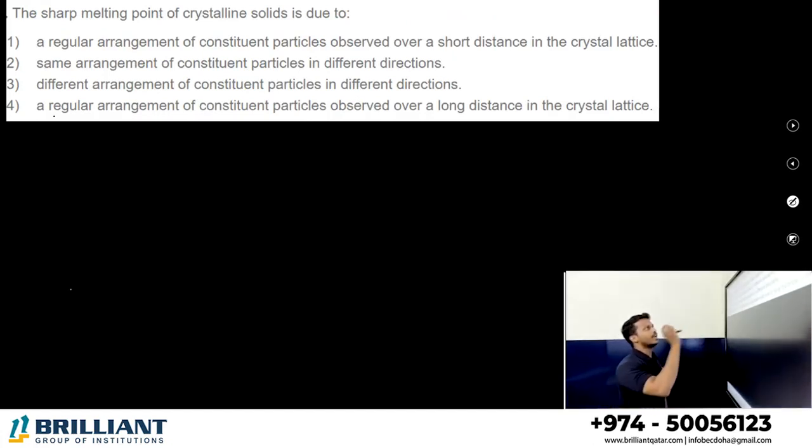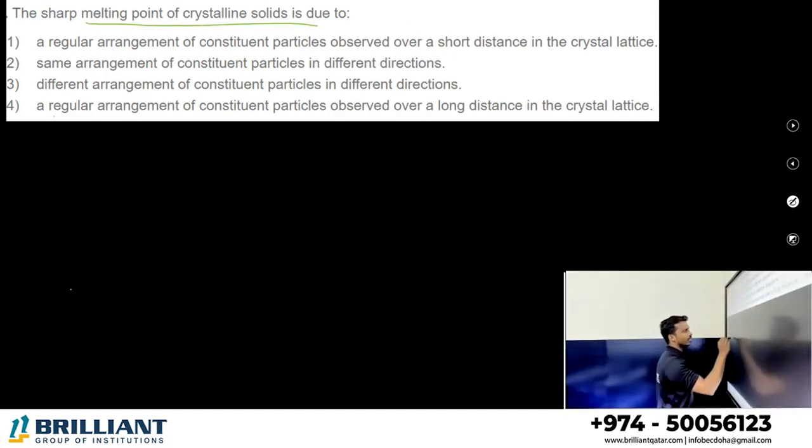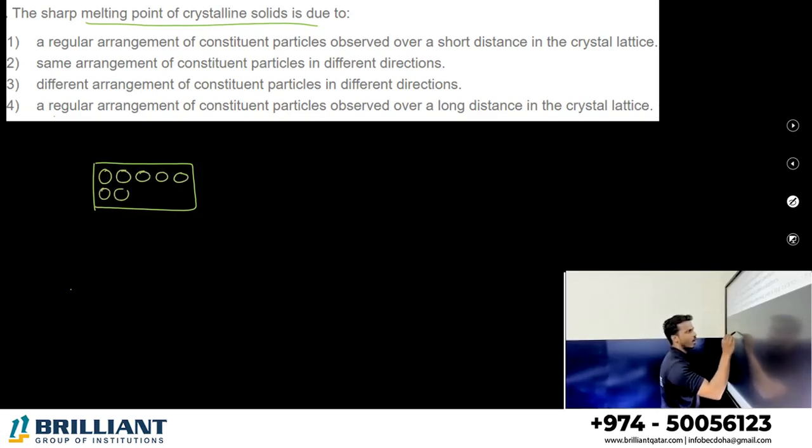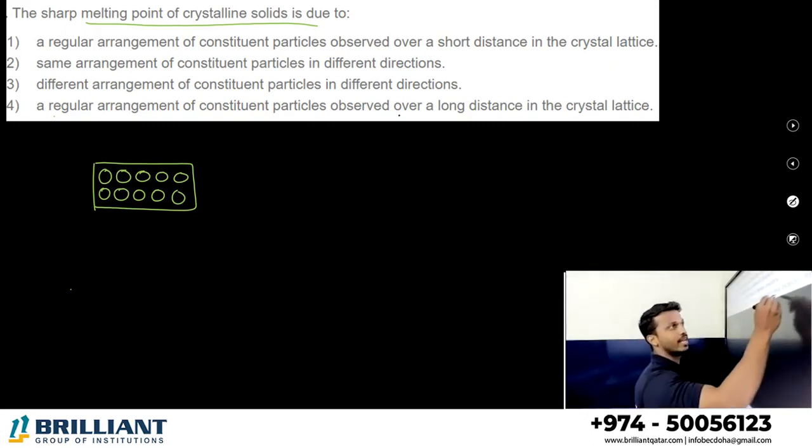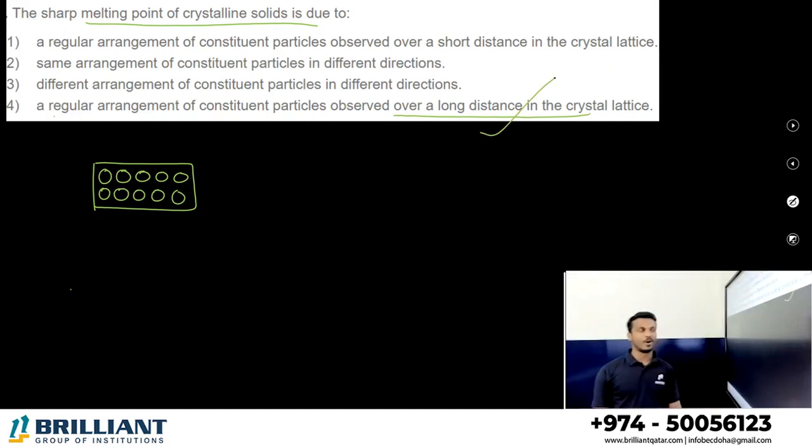The sharp melting point of a crystalline solid is due to what? In a crystalline solid, the particles are well arranged over a long distance. Throughout the crystal, the particles are well aligned, therefore it has long range order. So why do crystalline solids melt at a sharp temperature? Because they have a regular arrangement of constituent particles over a long distance. Option D is the correct answer. Alright, next one.